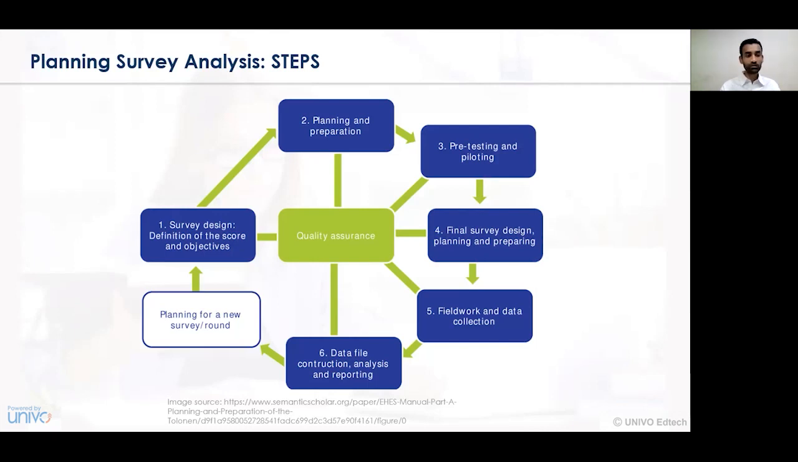The fourth step in planning the survey analysis is final survey design, planning and preparation. Here, when the pilot study gives sufficient and positive results, we move ahead with preparing the actual survey plan and design the particular survey. When the final survey is designed, we start preparing and again planning how the data can be collected, what the various steps or measures are for collecting that data, and how the step-by-step activity will be implemented for collection of data in the market scenario.